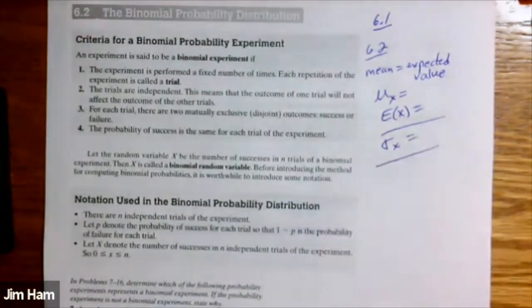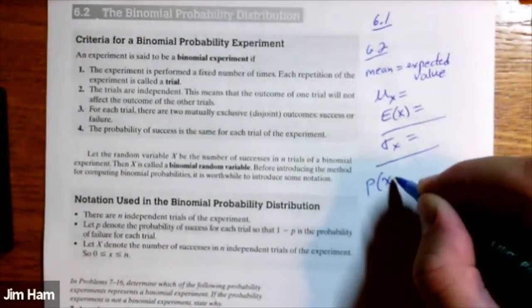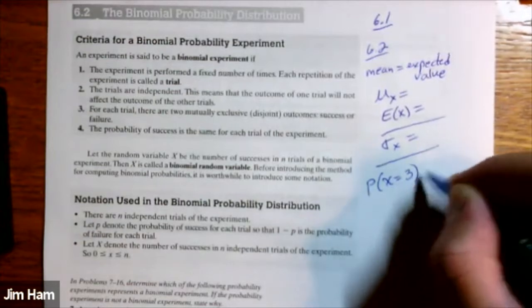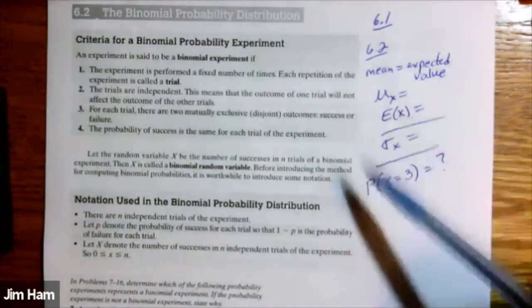The big difference between the previous section and this section is that we're going to be calculating probabilities, like the probability that x equals some number like 3. We're going to be calculating those probabilities with a formula as opposed to having been given those probabilities in a table. So the probabilities will not be given to you. You have to calculate them using this special binomial probability formula. Okay, so that's kind of an overview.